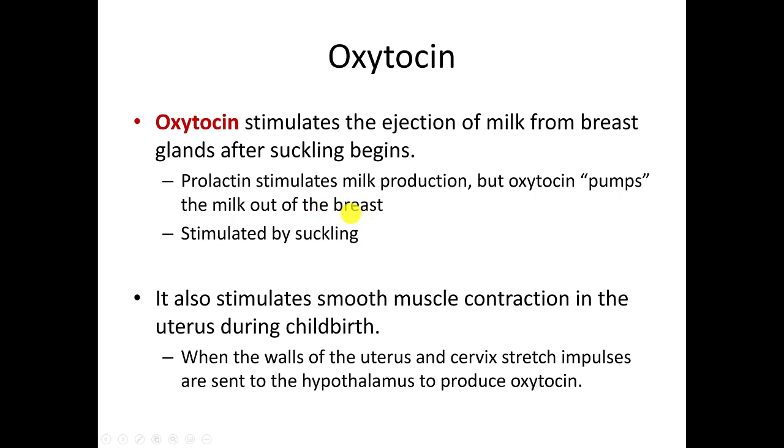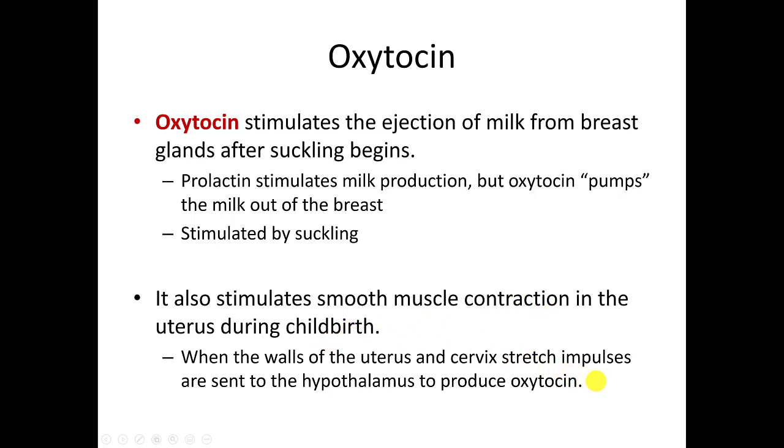So any kind of cry that I heard, any other baby crying, my baby crying, even the cat meowing, and my body would release that oxytocin and it would cause the milk to be ejected. So this one is typically stimulated by suckling. Oxytocin is also heavily involved in childbirth. So it actually stimulates the smooth muscle in the uterus to contract during childbirth.